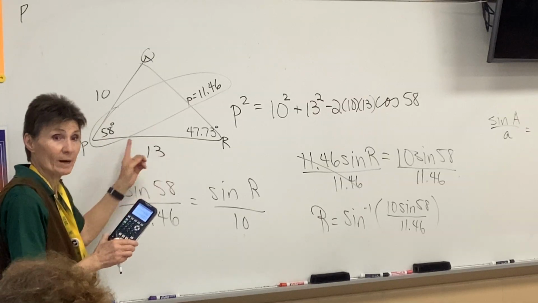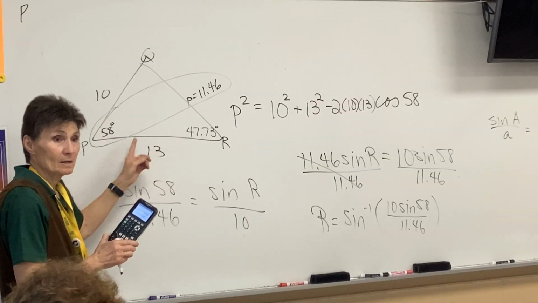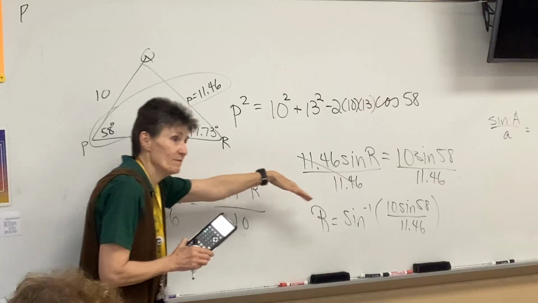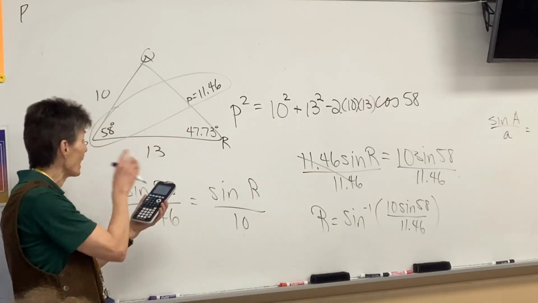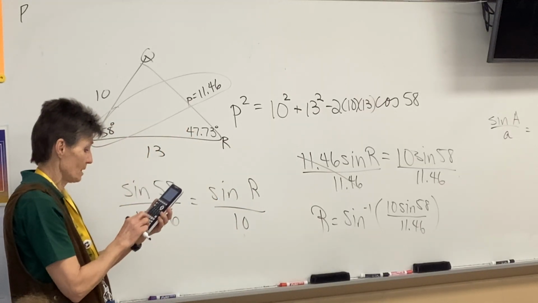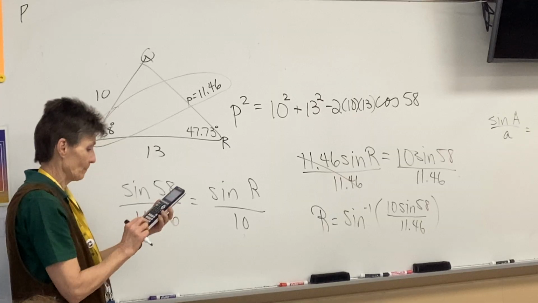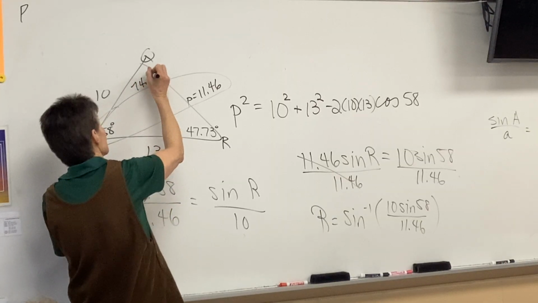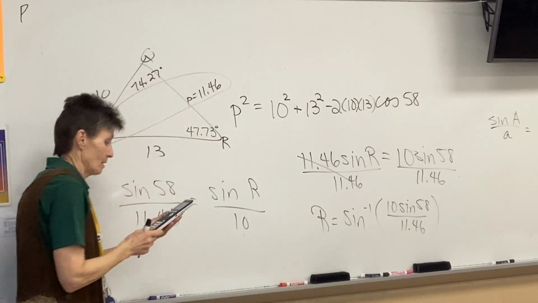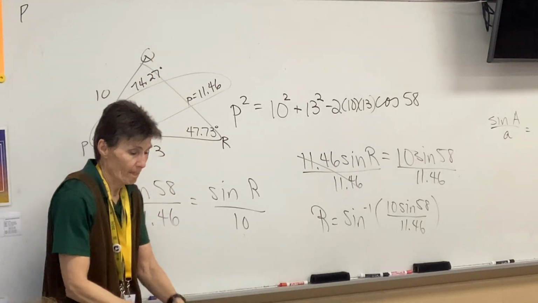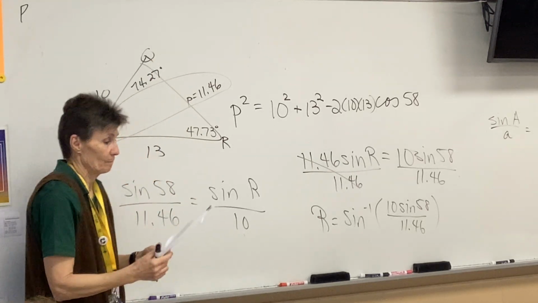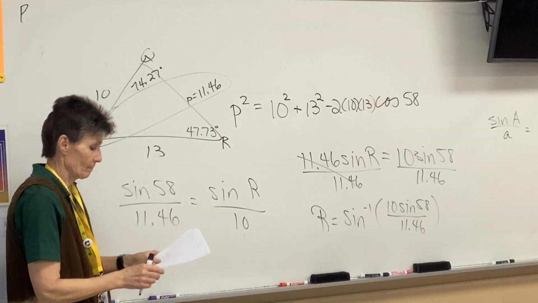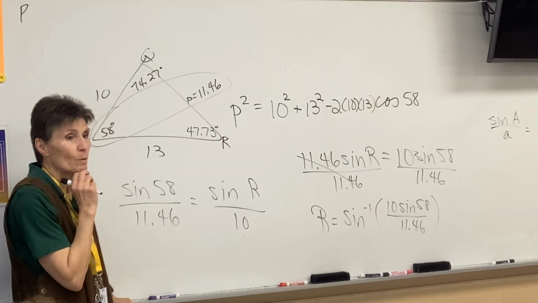I have these two angles already. So I don't have to do any more of this stuff. I can just subtract those from 180. And I got 74.27. Anybody have a question about that?